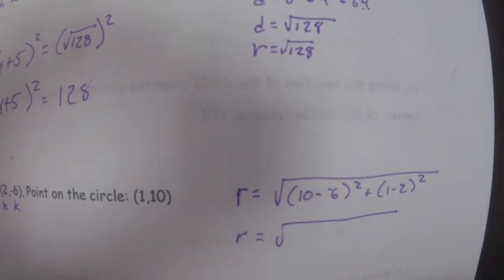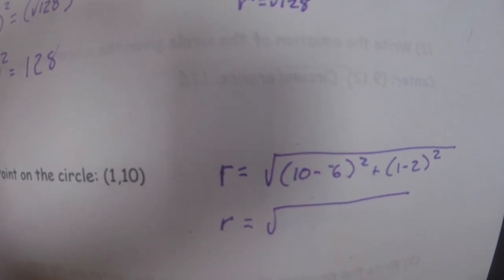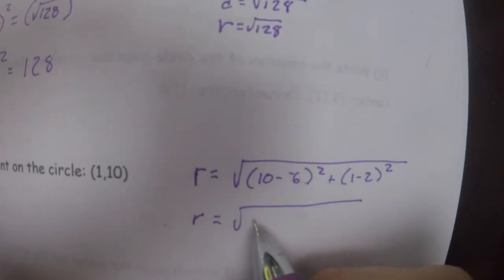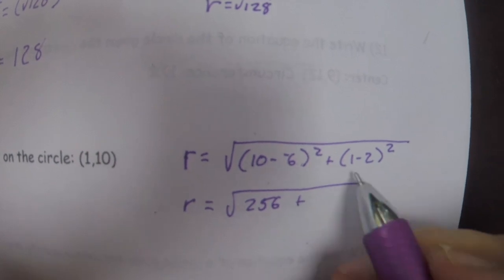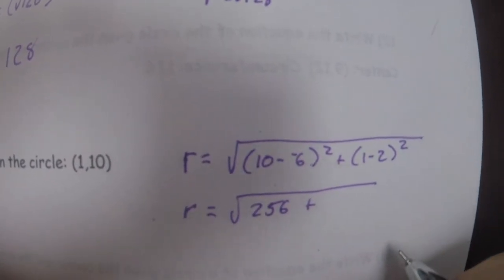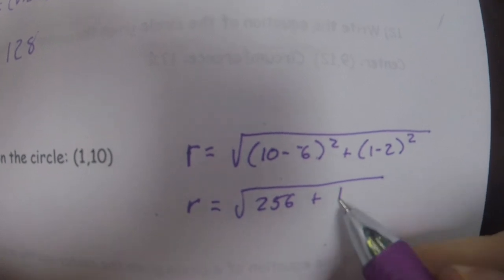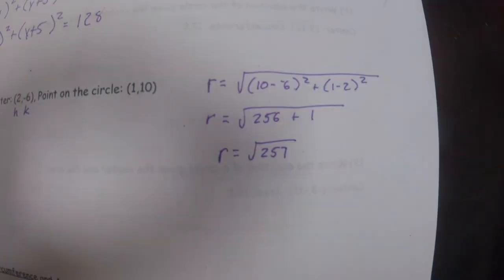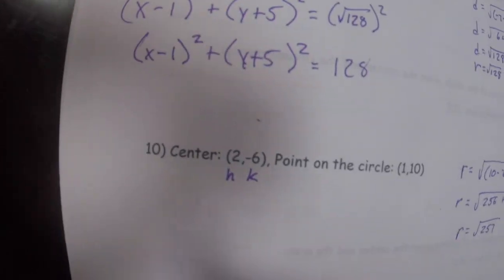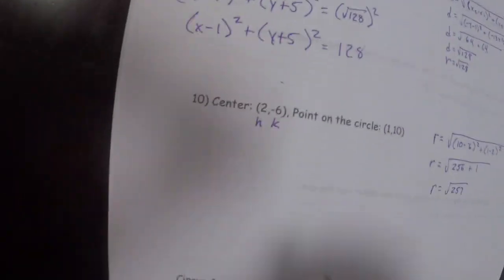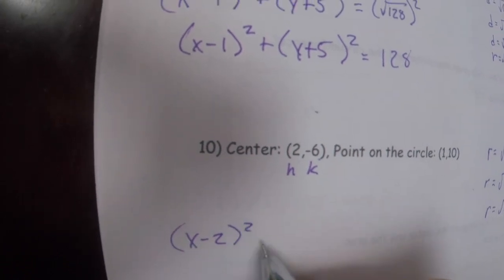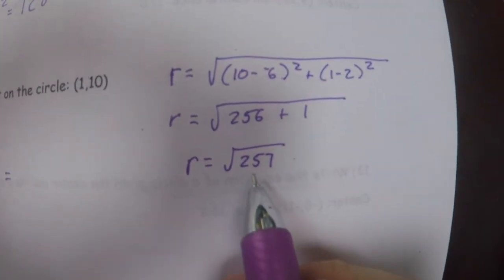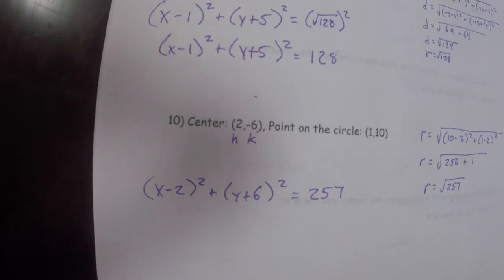Okay, so the radius is going to be 10 plus 6, which is 16, and 16 squared is 256, plus 1 minus 2 is -1, and -1 squared is +1. So my radius is the square root of 257, because that's 256 plus 1. We're going to leave it like that. I have my h, I have my k, I have my r. X minus 2 squared plus y plus 6 squared equals the square root of 257 squared, which is just 257. Boom, there's your equation.